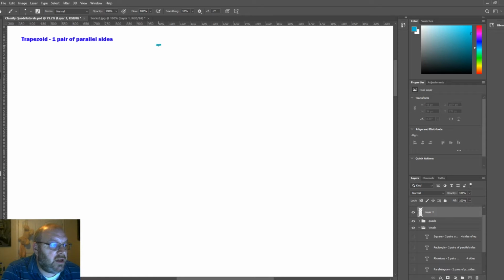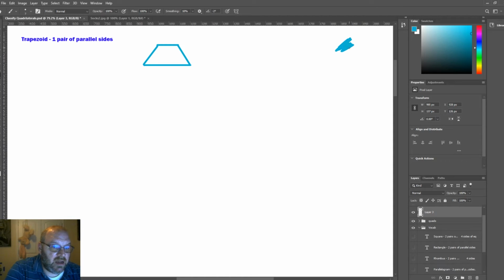Okay, one pair of parallel sides. So I'm going to make one side here, and one side here. These are parallel lines, okay? They don't have to be the same length. They don't have to even be next to each other, really. But now I'm going to connect them. So I'm going to connect this to this, and then this to this. So this is a trapezoid. One pair of parallel sides.